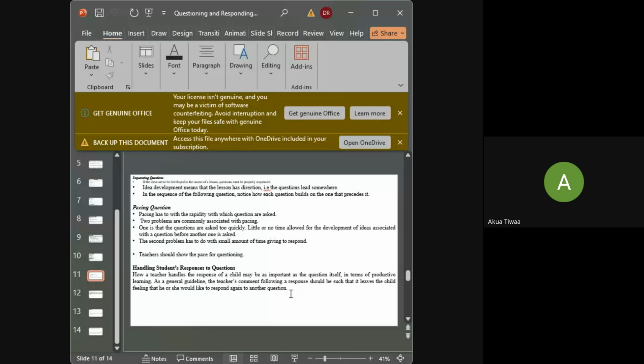And then restating and clarifying. So as a teacher, a student responds and then you can restate and clarify. Sometimes they don't get it. So that is why sometimes they give wrong answers. So you can clarify it.